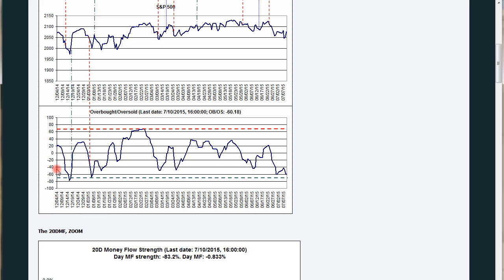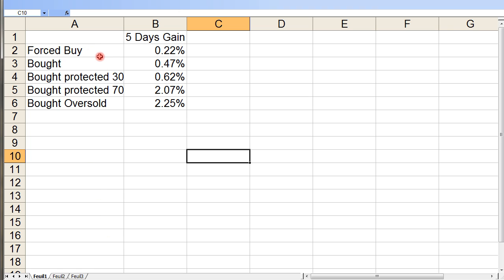I want to stress here that the buy signals issued by this indicator are very effective, very strong signals. Let's look at the statistics. Here are the statistics of the 5 different buy signals that are issued by the 20 DMF model. The bought oversold signal would produce a 5-day gain of 2.25%.